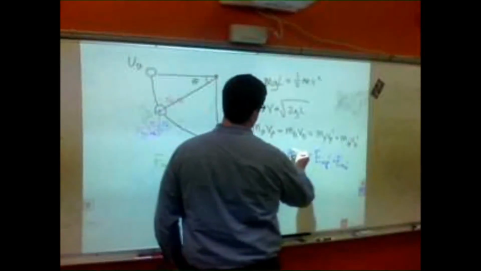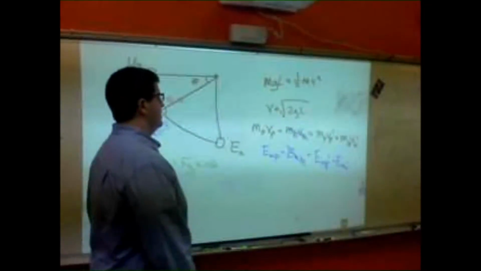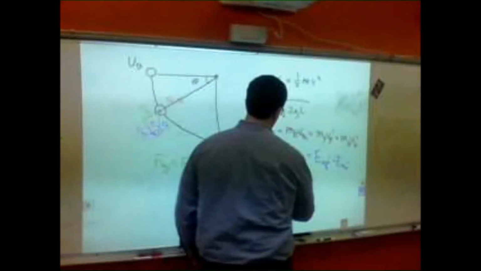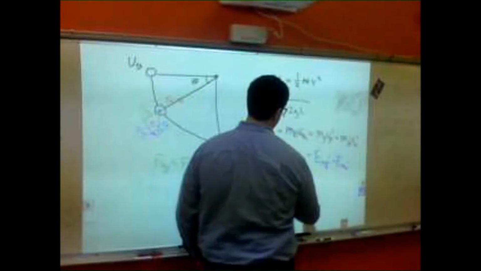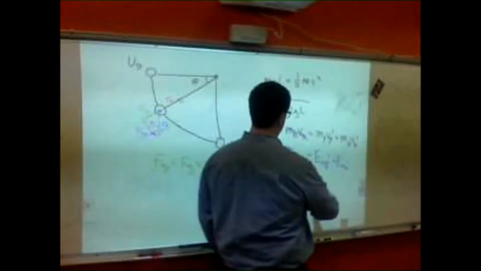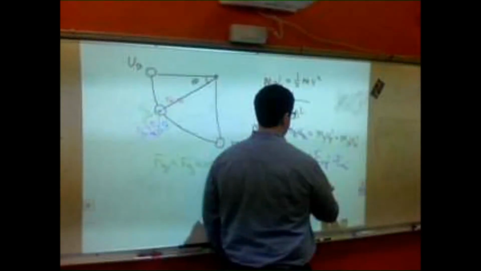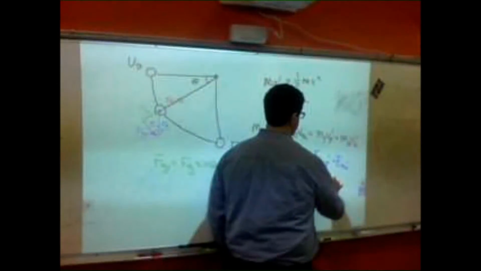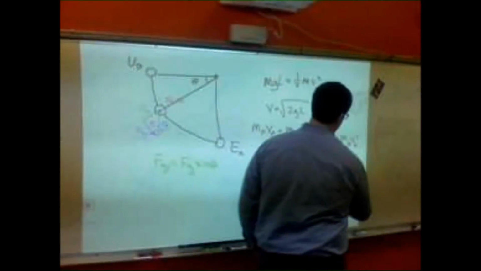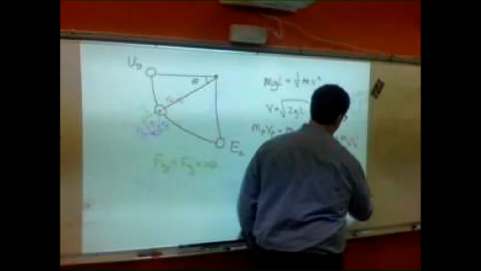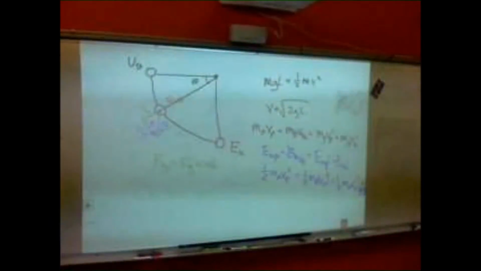Now again, the block has no initial kinetic energy and no initial momentum. So that gets us 1/2 mass of the pendulum times the velocity of the pendulum squared equals 1/2 mass of the pendulum, velocity of the pendulum final squared, plus 1/2 mass of the block, velocity of the block final squared. Alright? So that seems like a lot.